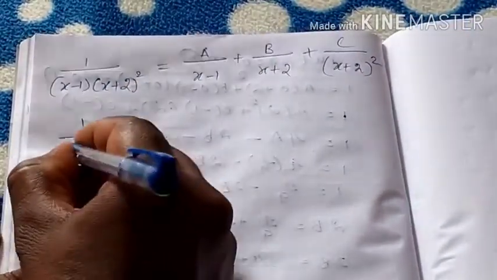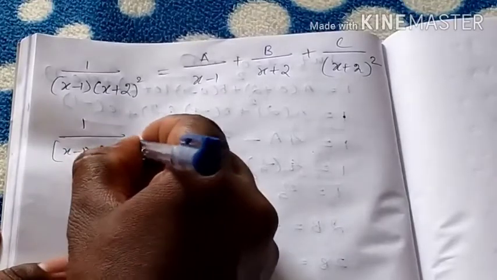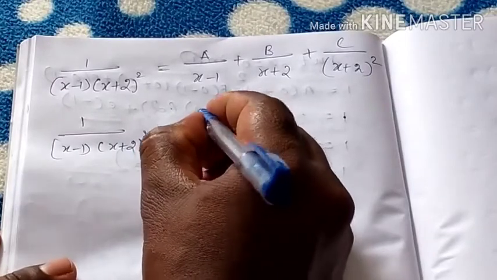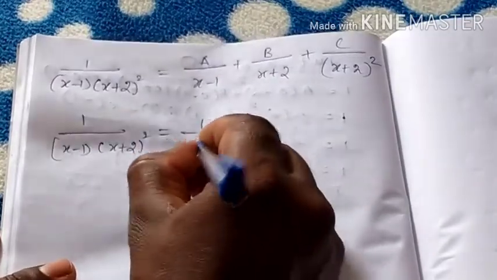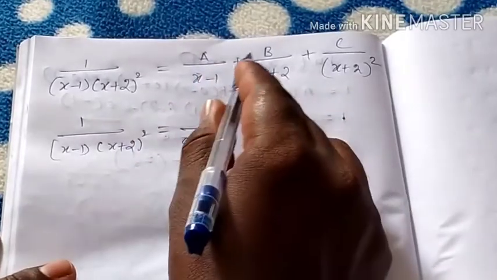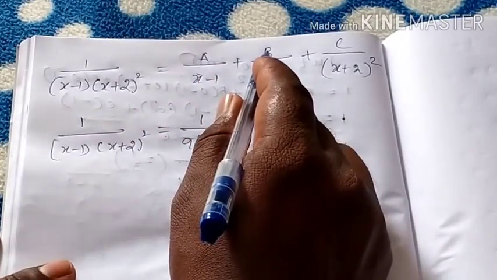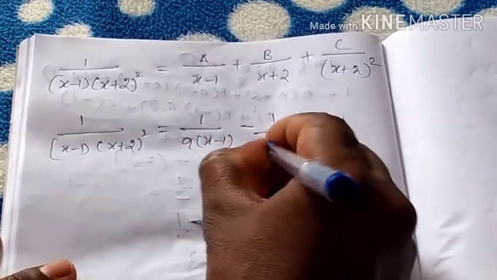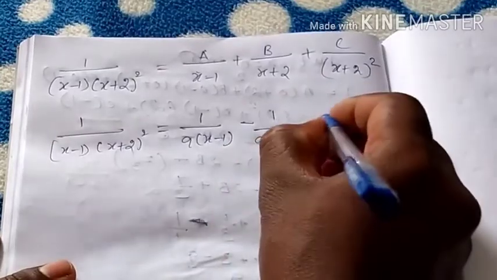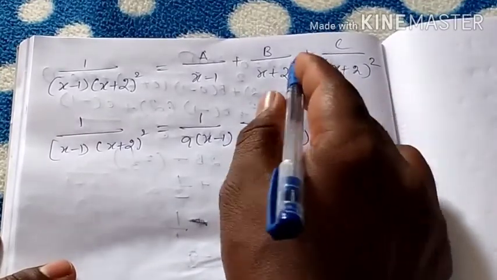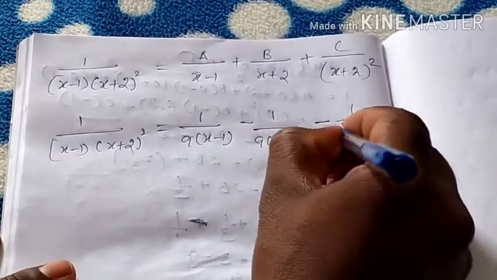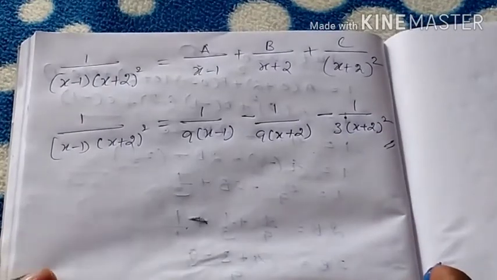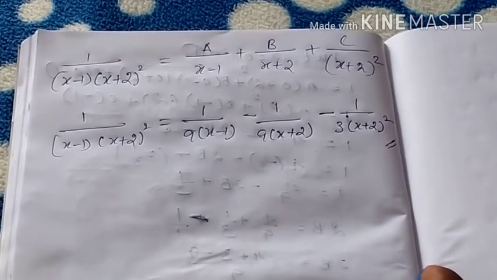So 1 divided by x minus 1 x plus 2 the whole square equal to, replacing a, b, c value. A value is 1 by 9. So 1 divided by 9 into x minus 1. Then b value is minus 1 by 9. Okay. So plus into minus minus 1 divided by 9 into x plus 2, plus c value is minus 1 by 3. So plus into minus minus, so minus 1 divided by 3 into x plus 2 the whole square. Okay, that's all your answer. Have you understood? Okay.